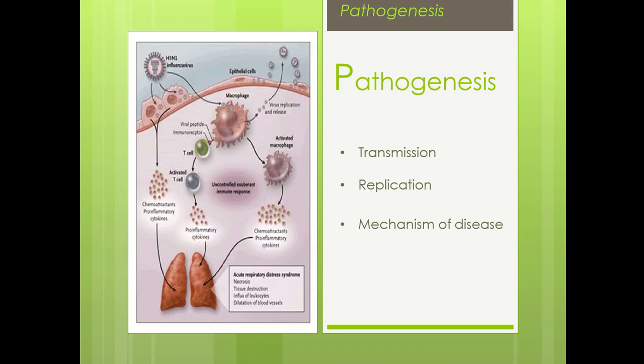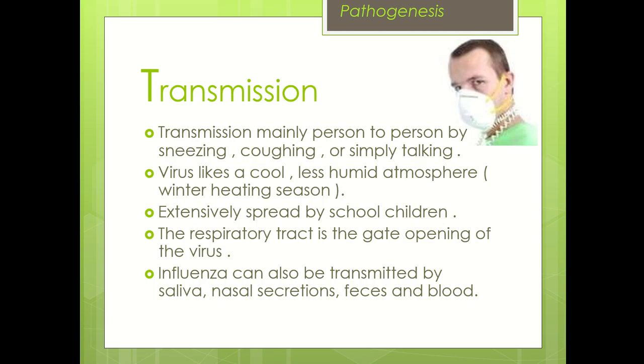While discussing the pathogenesis, we have to concentrate on transmission, replication, and mechanism of the disease incidents. In transmission, it is mainly from person to person by sneezing, coughing, and simple talking. The virus likes a cool, less humid atmosphere for its multiplication and survival, so the winter heating season is more suitable. It spreads extensively among school children when they are placed in a closed atmosphere. The respiratory tract is the gateway of the virus.